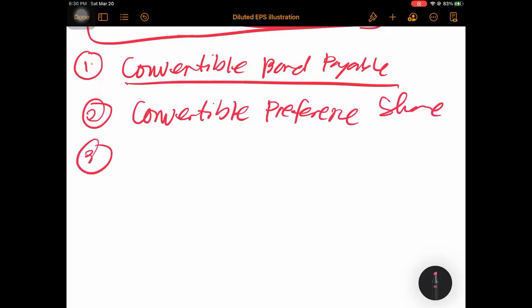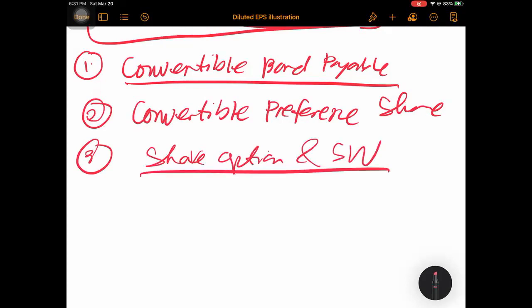And the last one is the share options and share warrants. Familiar? This is part of the liability topics. Share options are related to the employees. Employees have the right to purchase shares from the corporation. Share warrants also give the existing shareholders the right to purchase the shares of the corporation at a lower price. So if they exercise the share warrants, and also the share options, which refer to the employees of the corporation.